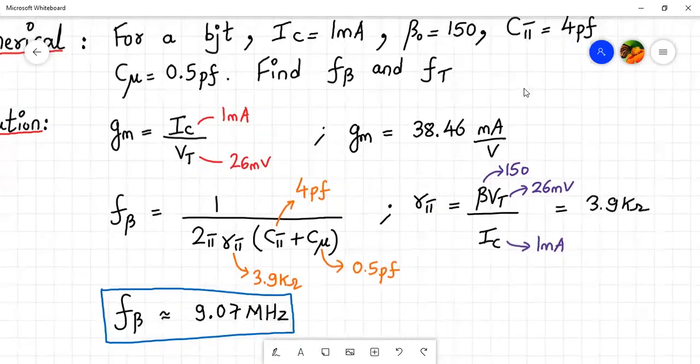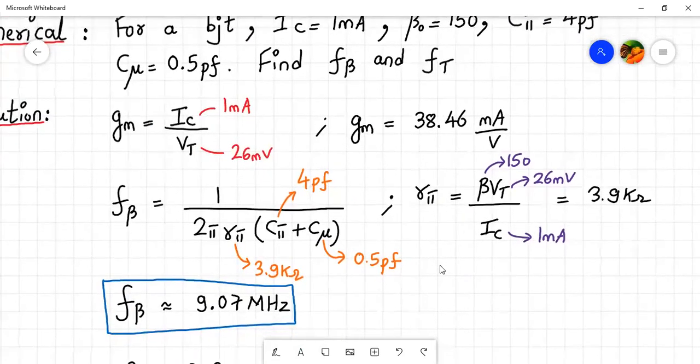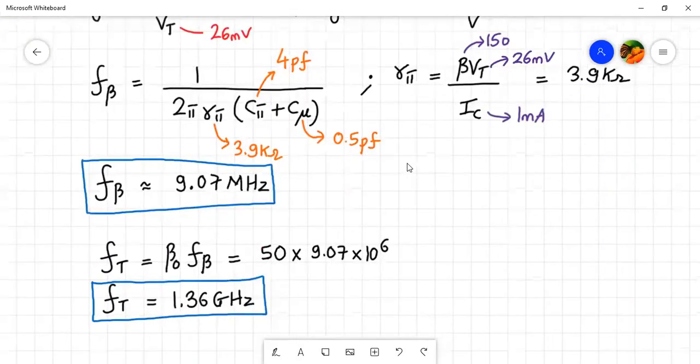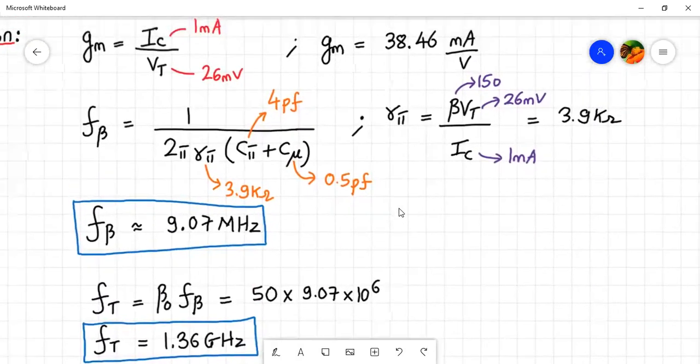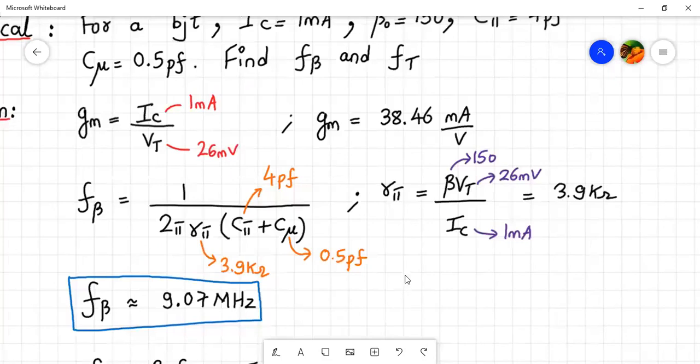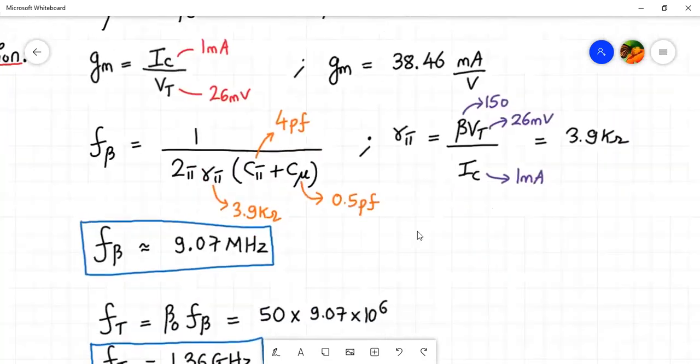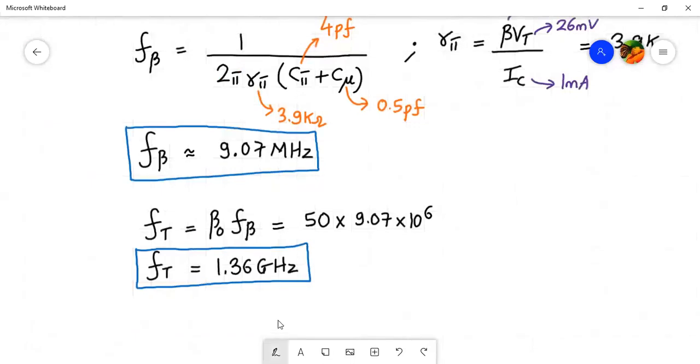The beta cutoff frequency is 9.07 megahertz, and over here, the unity gain frequency is 1.36 gigahertz. Fine. So with this, we complete the topic of the beta cutoff frequency derivation and the unity gain frequency derivation for a BJT, and we have also solved a numerical.